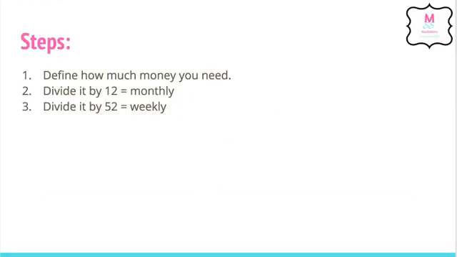So the way to do that is take that amount of money, divide it by 12 for a monthly figure, and divide it by 52, which would give you a weekly figure. So whichever figure makes it easier for you to hold in your mind and work towards.